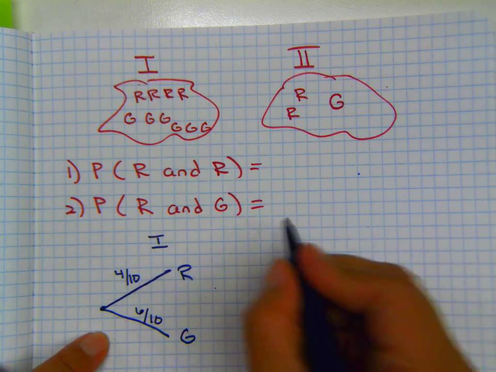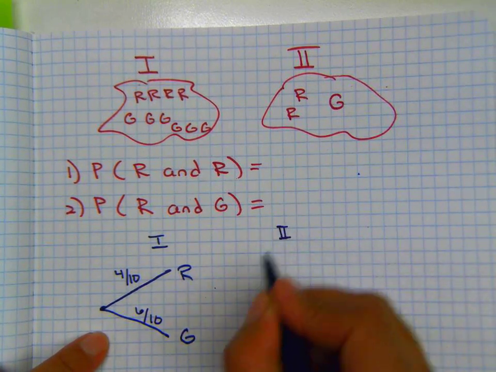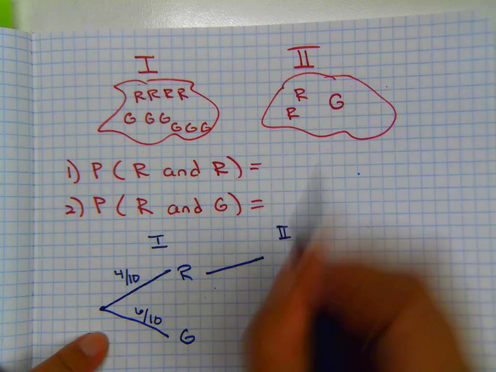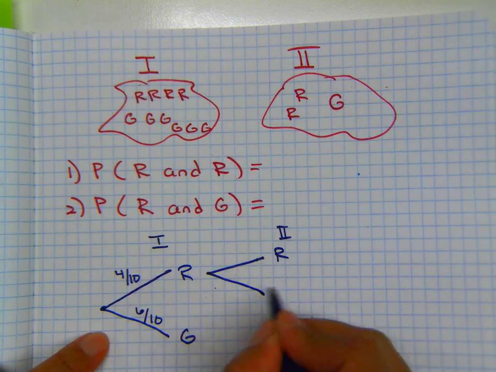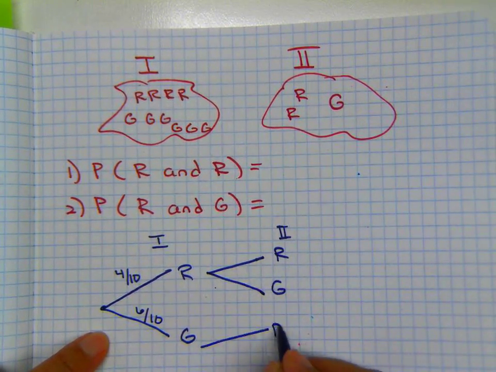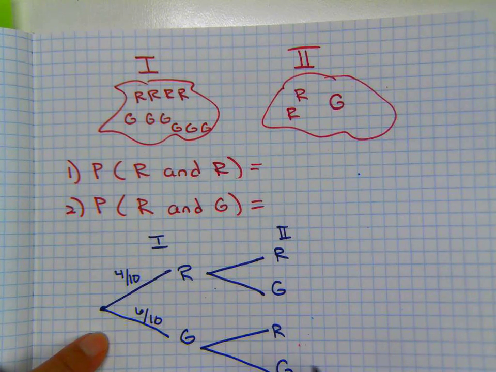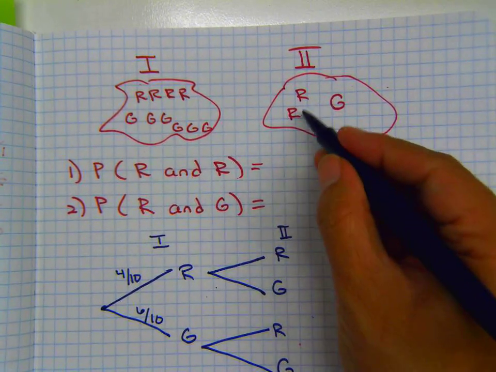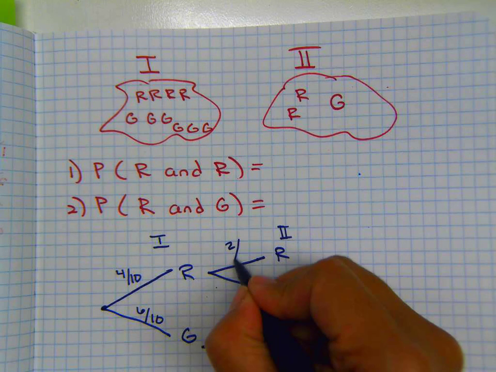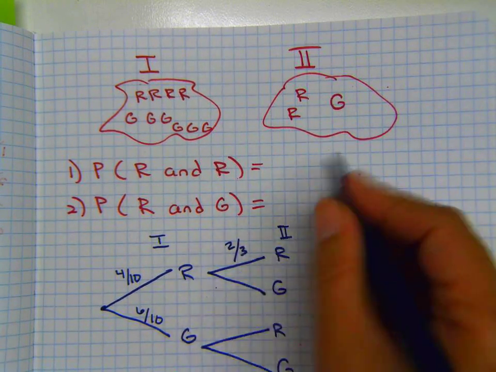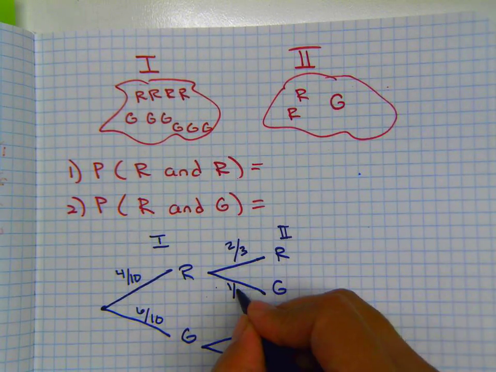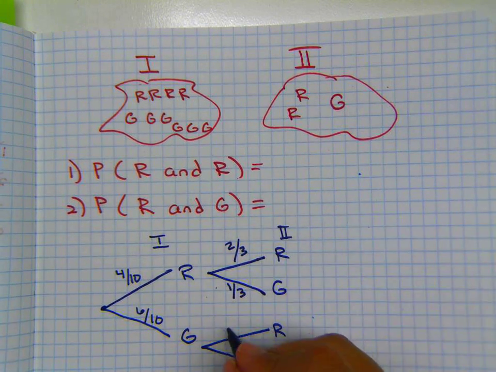All right, now I have to go on to bag number 2. Again, in bag number 2, I could choose a red or a green. Bag number 2 has 2 reds and 1 green, so a total of 3. 1 green and a total of 3. Same thing's going to go on this side.